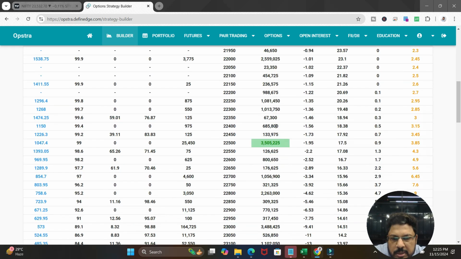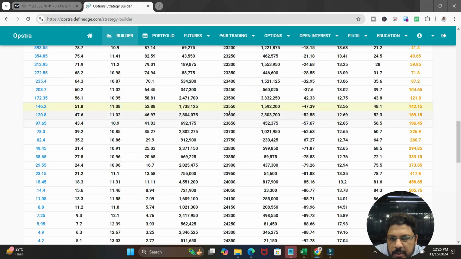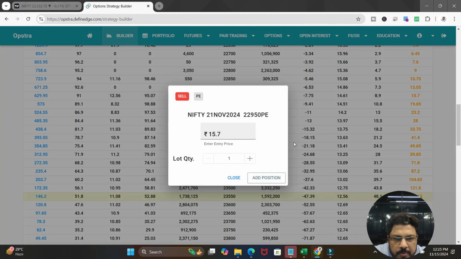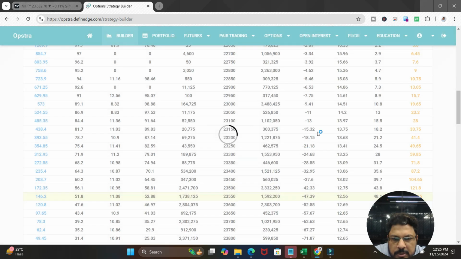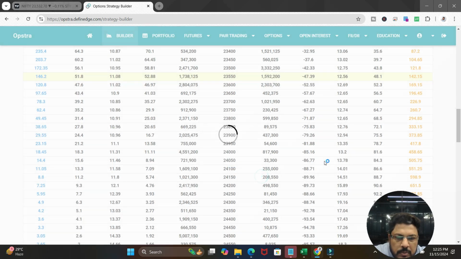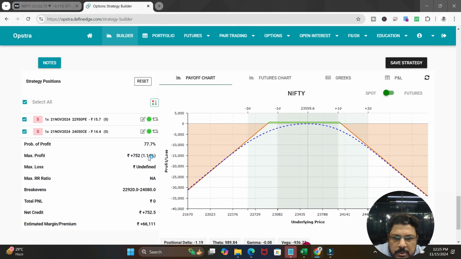What is a simple short strangle? Market is at this level, 23,550, and what you are doing is you're selling a 15 rupees put which is out of the money, and 15 rupees call which is out of the money. So this is your position, and your probability of winning is about 77%. So if you know that your probability of winning is 77% and estimated capital is 66,000, you can easily put your 10 lakhs and do this strategy, right? So that is a confidence level you'll get, and max profit is this much.